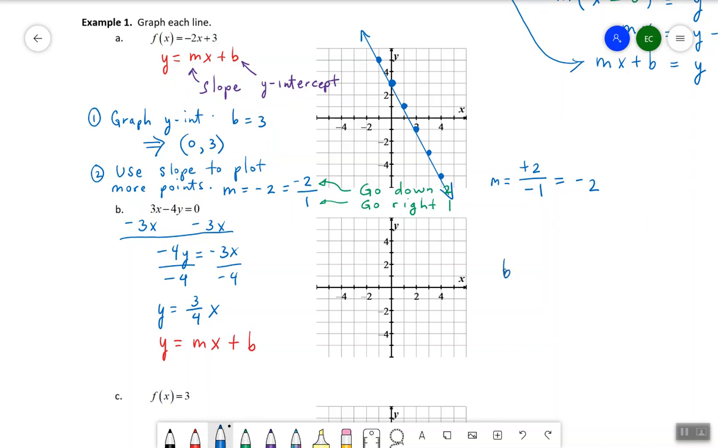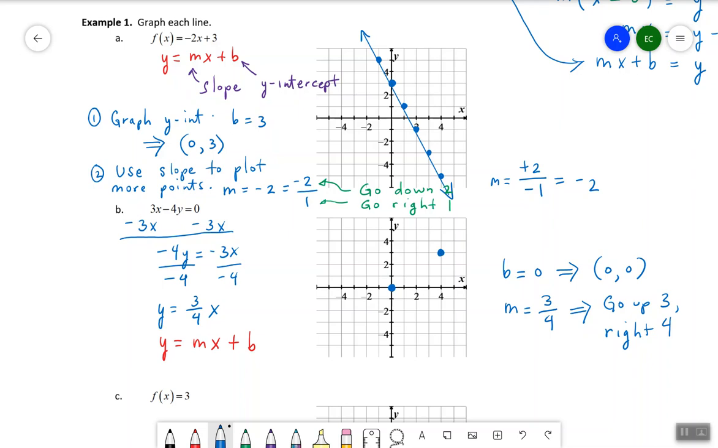B in this problem is 0. And so the y-intercept is at the origin, 0, 0. And we can plot that point. And the slope in this problem is 3/4. And so that means go up 3 in the y direction and go right 4 in the x direction. So we can go up 3 from 0, 0, up 3 and right 4. And we can plot the point at 4, 3.